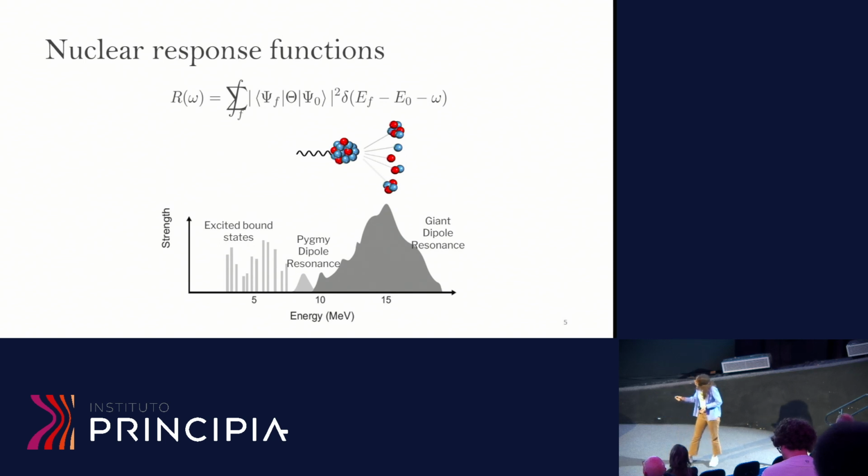So we will have that if the energy of the photon is low, the nucleus will be excited into excited bound states.